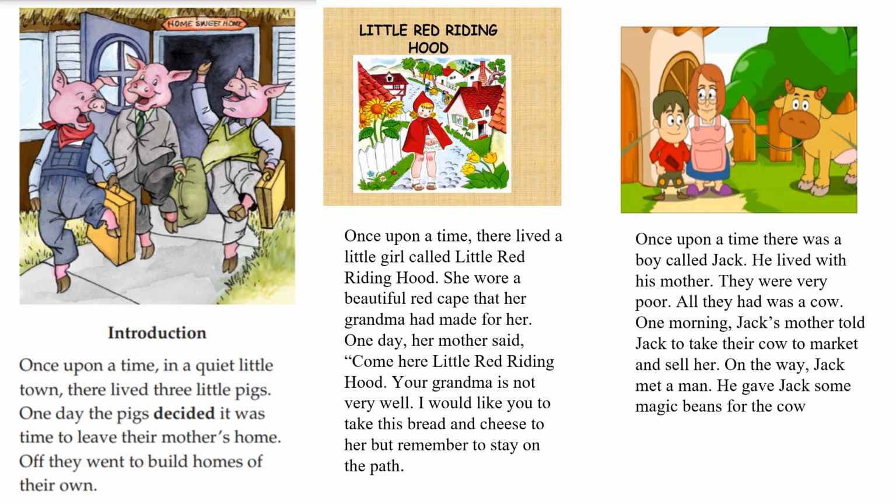Once upon a time there was a boy called Jack. He lived with his mother. They were very poor. All they had was a cow. One morning Jack's mother told Jack to take their cow to the market to sell her. On the way Jack met a man. He gave Jack some magic beans for the cow.